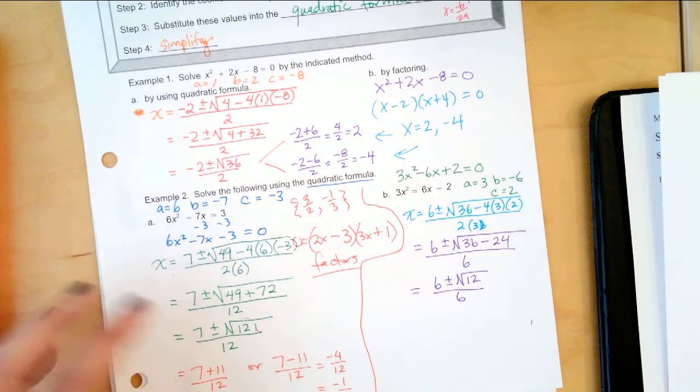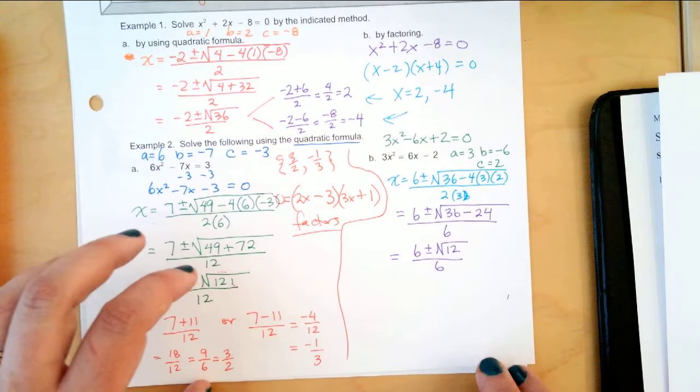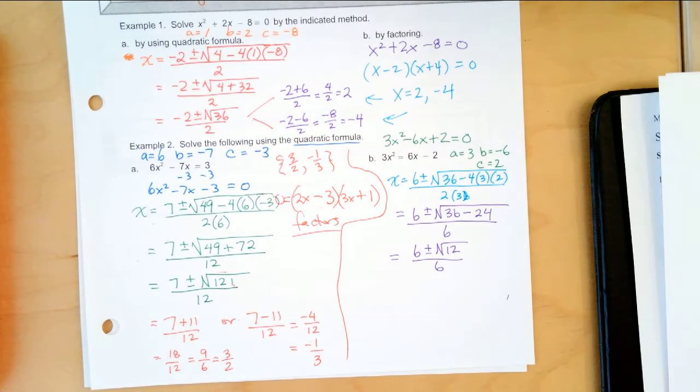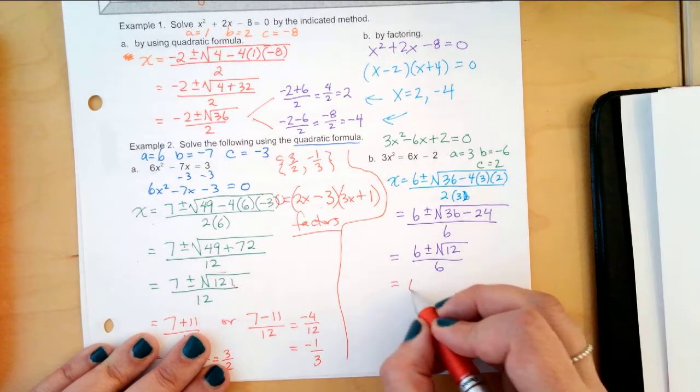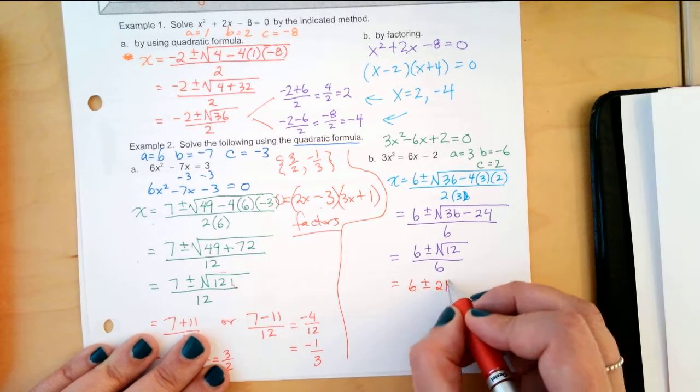Okay, now 12 is not a perfect square. But remember, we want to simplify. That's what we learned in chapter 7. So how could we simplify the square root of 12? Hopefully by now you almost have it memorized. What's the perfect square in 12? 4. What's the square root of 4? 2. What's left? 6 plus or minus 2 radical 3.